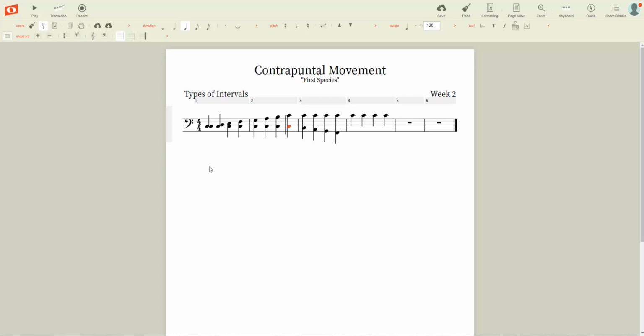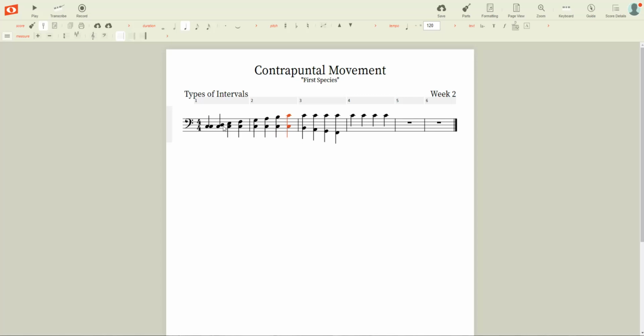Okay? Now we have dissonances. The second right here is a dissonance. Okay, let's hear what that sounds like. At the same time, we get that crunchy sound, okay? Do you hear that seventh? That's also a dissonance, okay? And then the perfect octave.